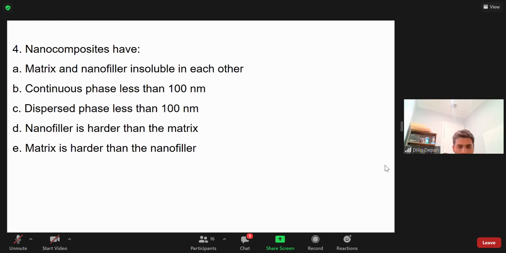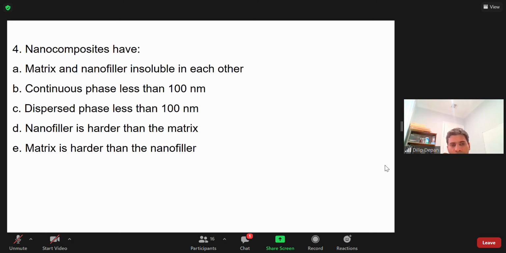Once again, nanocomposites also have two phases. One is a continuous phase and another one is a reinforcement phase, like the filler or the particles. It can be nanoparticles, nanotubes, nanofibers, anything. The reason they are known as a nanocomposite is that the dispersed phase or the particles should be nanoparticles. And we know that nanoparticles should be smaller than 100 nanometer in size. Not the continuous phase.